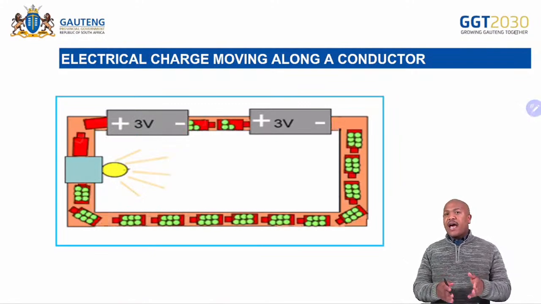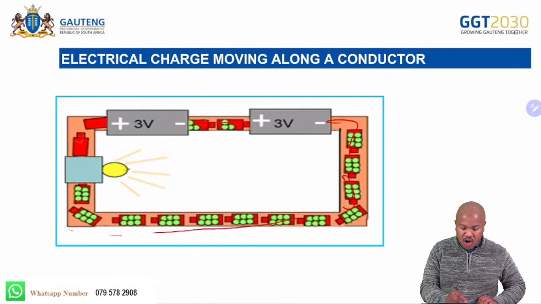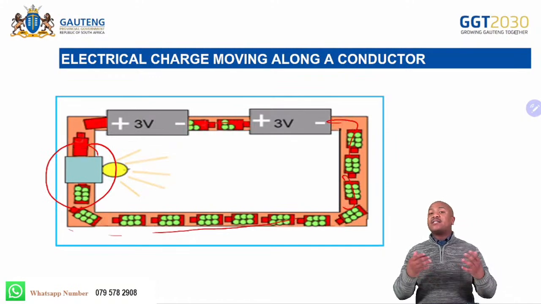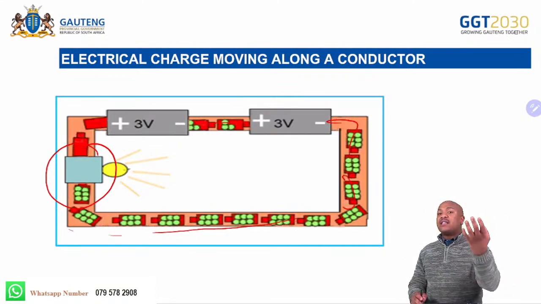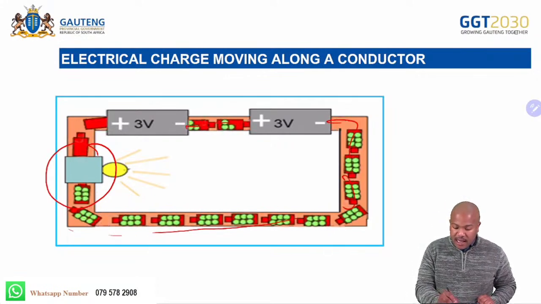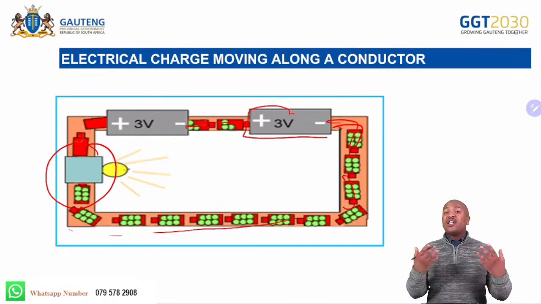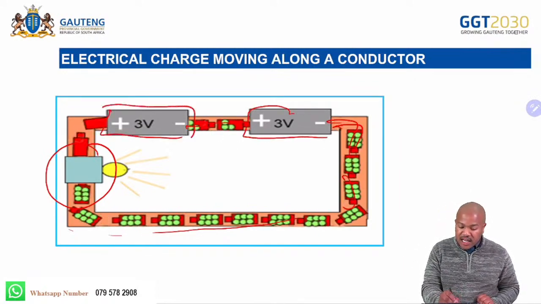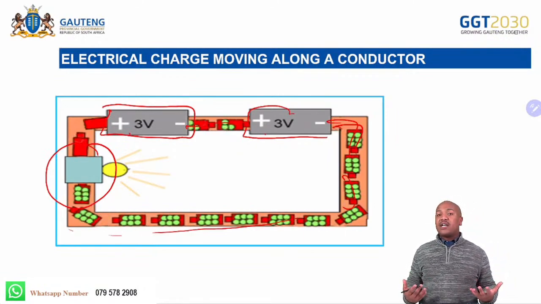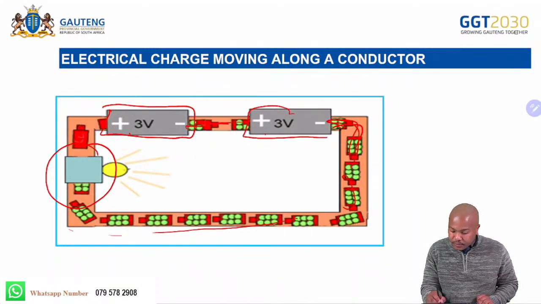Here again, there is movement of electrical energy. There's a lot of electrical energy moving to this light bulb as a resistor, which is going to use this kinetic or electrical energy. As you can see, this cell has 3 volts and the other one has 3 volts. Because it is a series circuit, it means the total is 6 volts, right? So what's happening here?